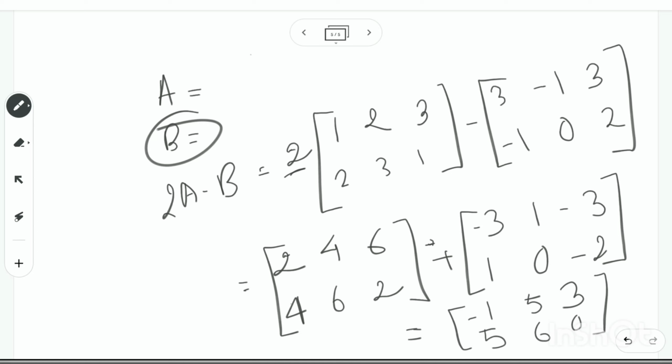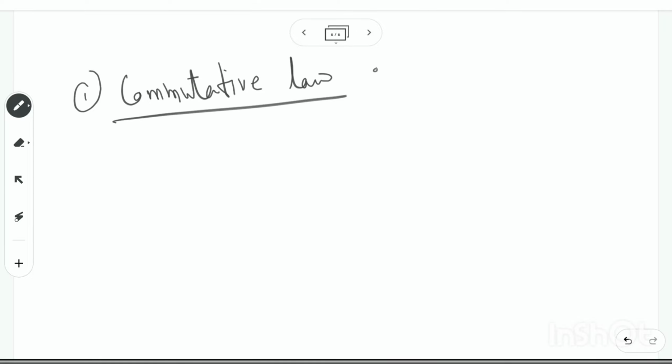Okay, so let's look at the properties of matrix addition. The next point is properties of matrix addition. The addition of matrices satisfies the following properties. What are the properties here? The first property is the commutative law. So what is the commutative law?